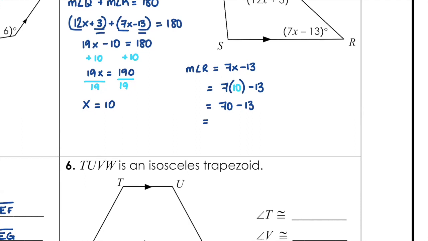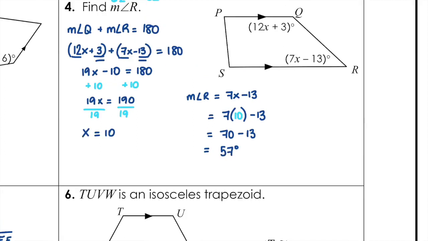So 70 minus 13 is 57. Wait. What's wrong, brother?